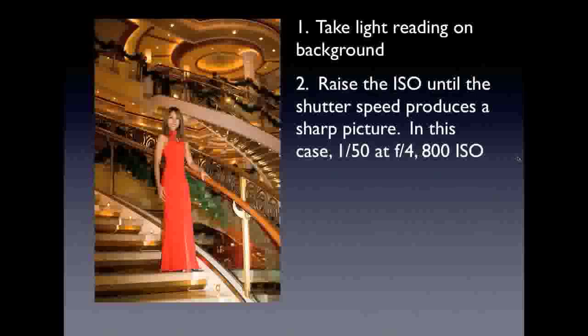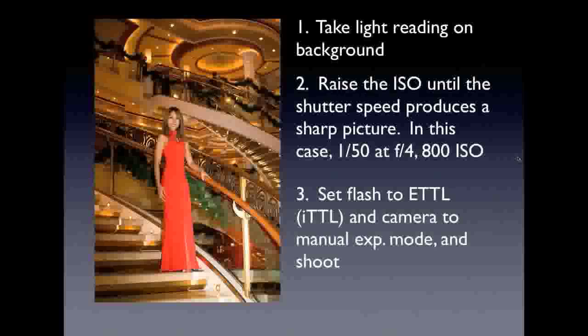So you take a light reading on the background, and let's say you get 1/30th at f4. Well, 1/30th you might get away with, but it's really a little bit slow. And so you want to raise the ISO until you get 1/50th or 1/60th. That's all there is to it. Then you look at your exposure settings. In this case, 1/50th at f4. So then what you do is you set the flash to ETTL like I've been talking about, and the camera to manual exposure mode, and you shoot. The camera will know what f-stop you have, in this case f4. So you'll get a perfect exposure on the foreground because of the automatic ETTL setting in the flash, and you'll get a perfect exposure on the background because you set the exposure based upon your light meter.